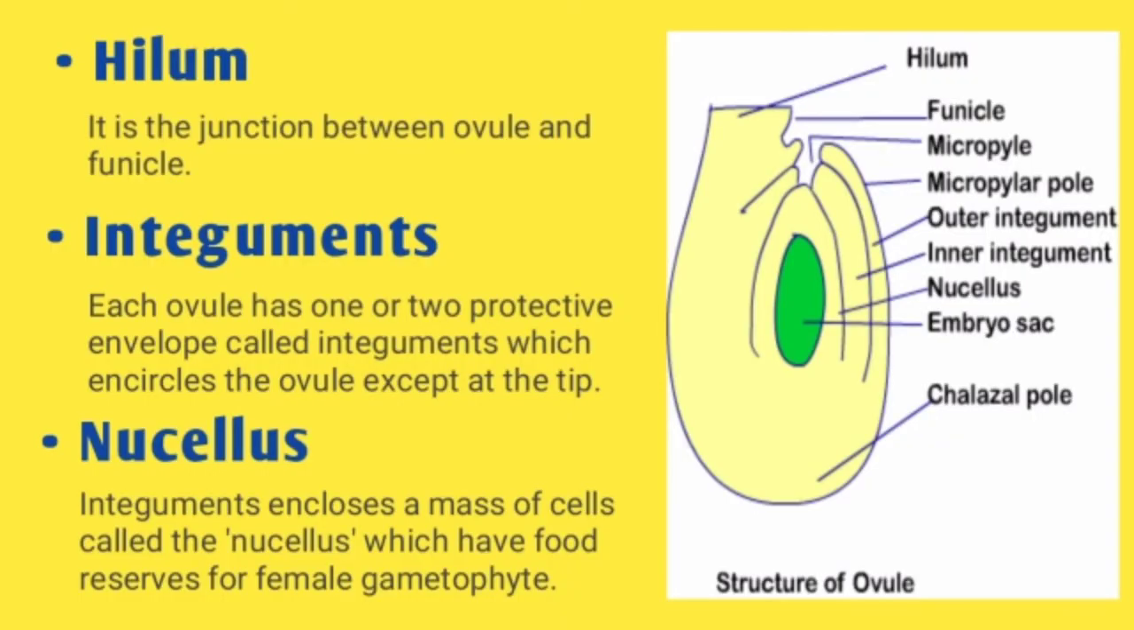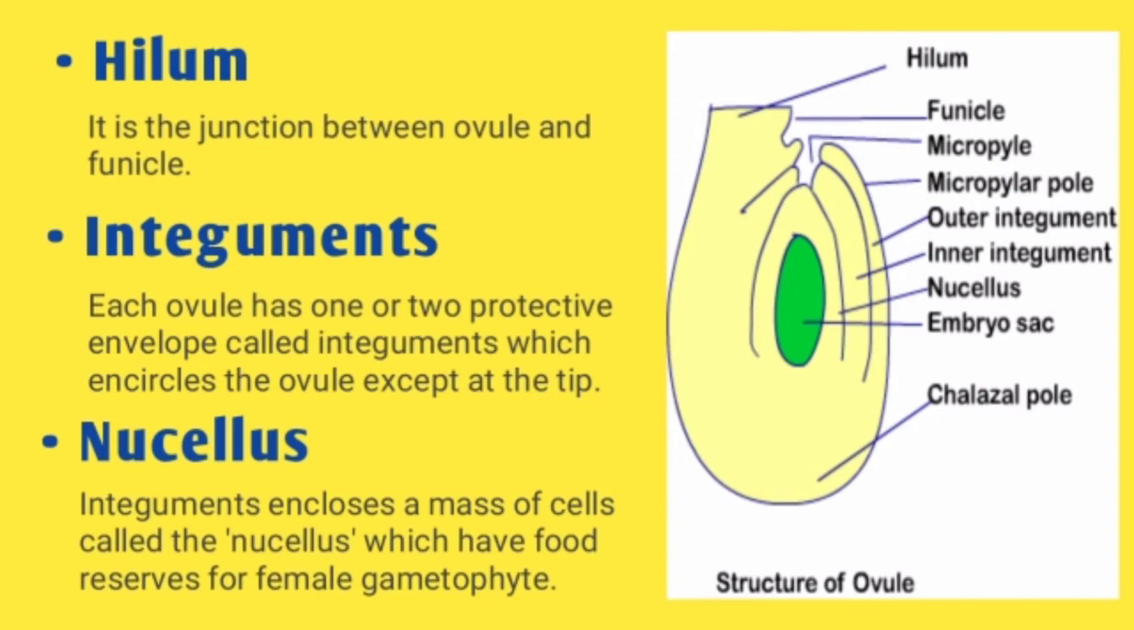As I keep on explaining, you can see the diagram as well. So, hilum. Hilum is the junction between ovule and the funicle. Here junction means meeting point. So you can see in the diagram which portion is known as hilum.